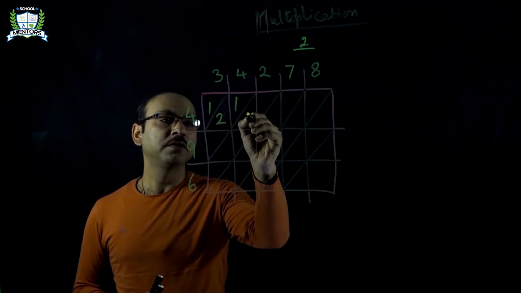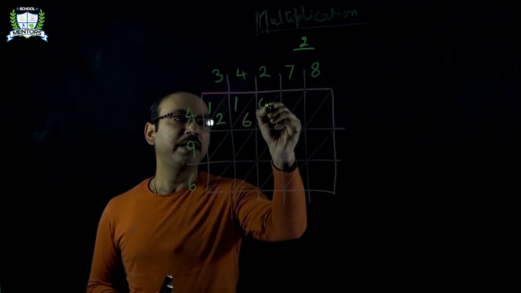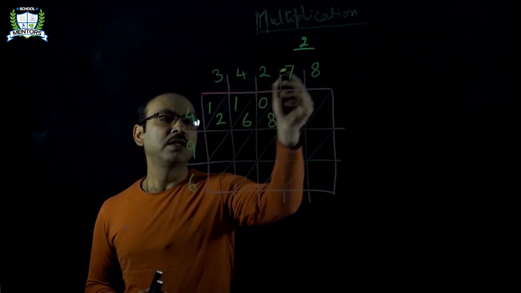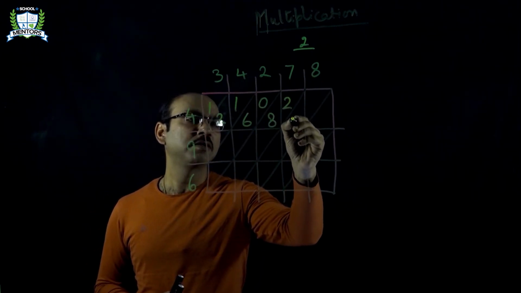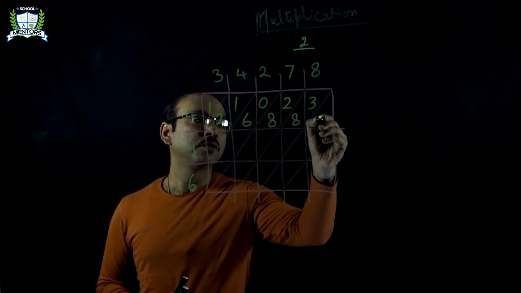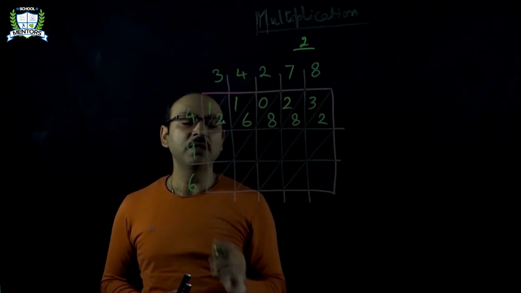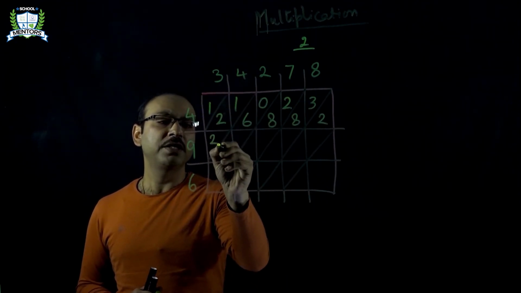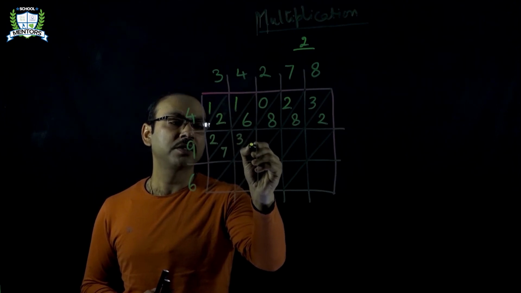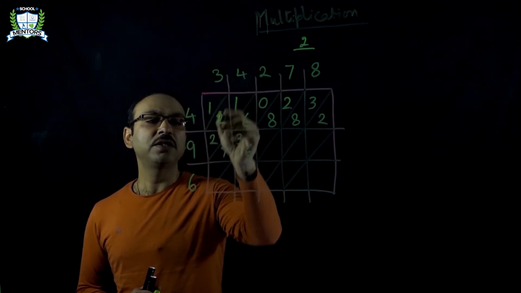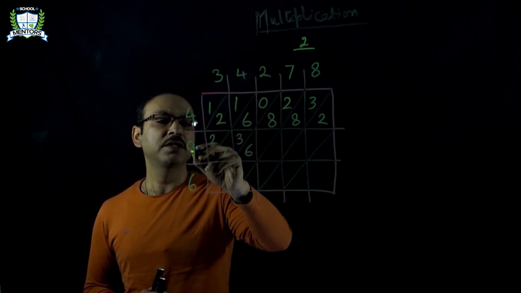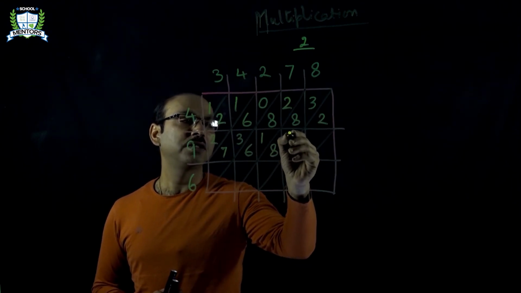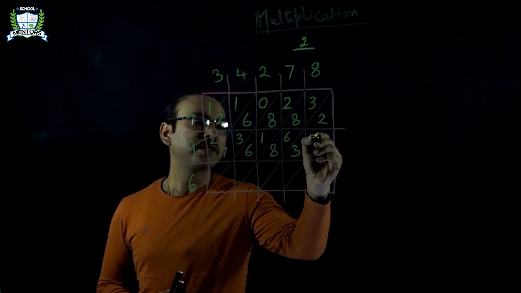4 4s are 16. 4 into 2 is 8. Mind you, whenever it's a single digit, you should write 08. 4 7s are 28. 4 8s are 32. So that's the whole row multiplied by the first digit. Now taking up the second digit: 9 3s are 27. 9 4s are 36. 9 2s are 18. 9 7s are 63. 9 8s are 72.